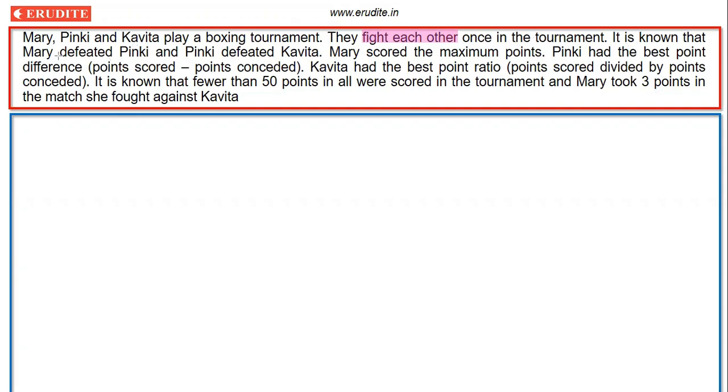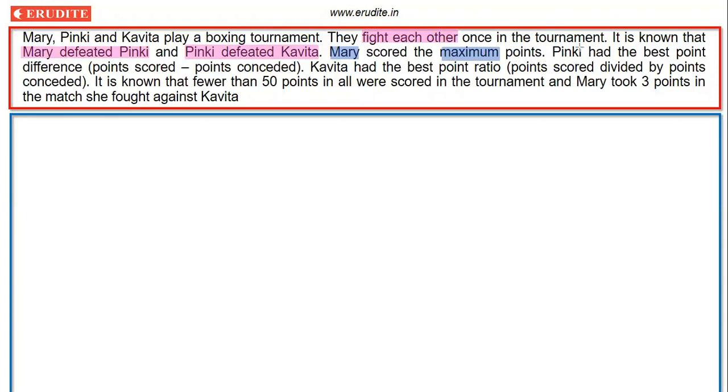It is known that Mary defeated Pinky, Pinky defeated Kavita. Out of three games, Mary defeated Pinky and Pinky defeated Kavita. This we know. Third game we don't know, but there is some more information that we can find in this case. Mary scored the maximum points. This is one important piece of information.